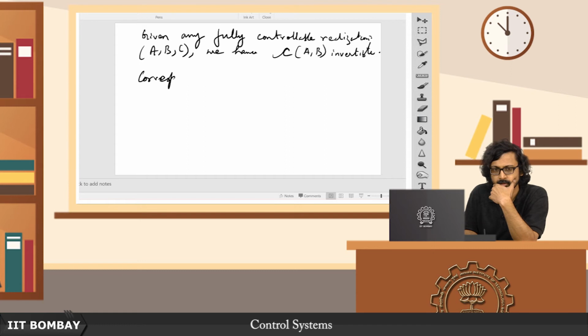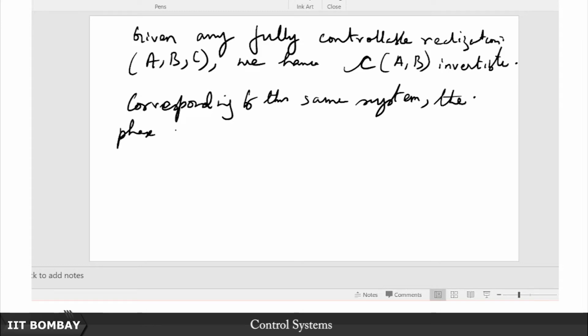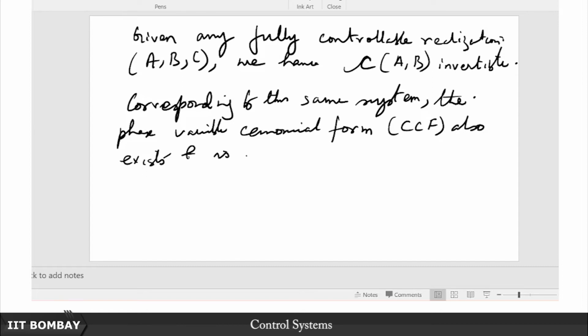Corresponding to this same system, the phase variable canonical form, or the controller canonical form if you like, also exists and is fully controllable. Controller form realization, of course. So these are all about properties of the realization, not necessarily of the transfer function. These are about the way you realize the state space system.